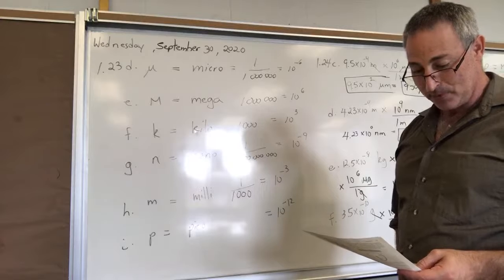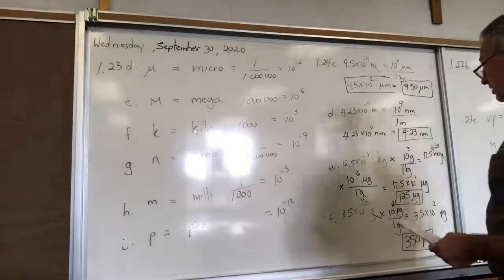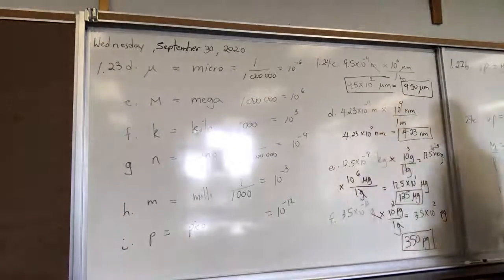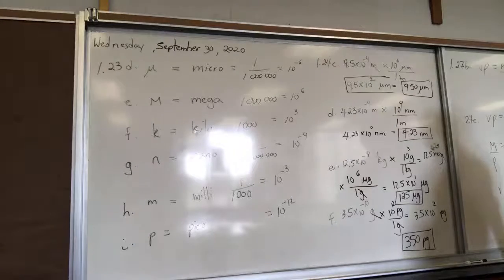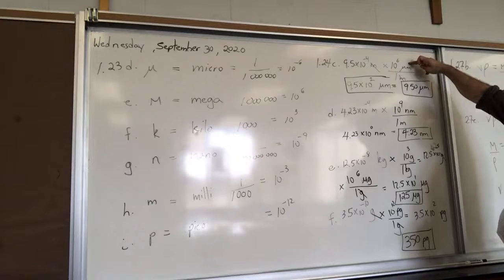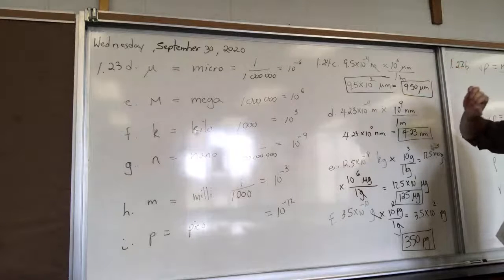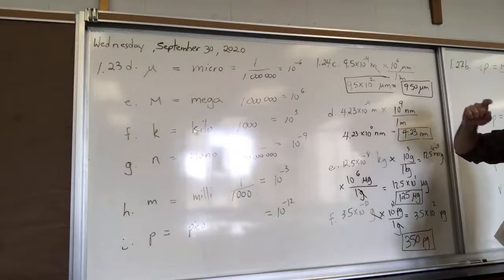Okay, so we did A and B in class, so I'm just going to show you the answers to the remaining questions. In C, they ask you to convert 9.5 times 10 to the minus 4 meters, and I judged it best to go with micrometers. So I know there's 10 to the power of 6 micrometers per 1 meter. Remember, if a micrometer is 10 to the minus 6 of a meter, that means there's 10 to the positive 6 micrometers in 1 meter.